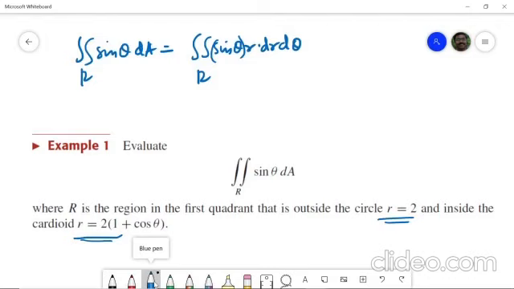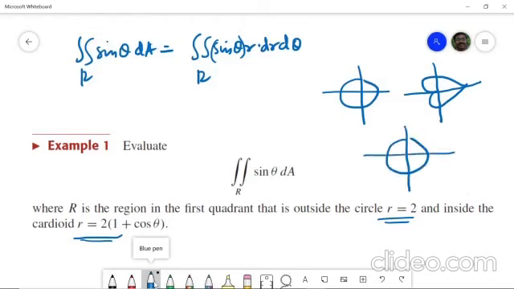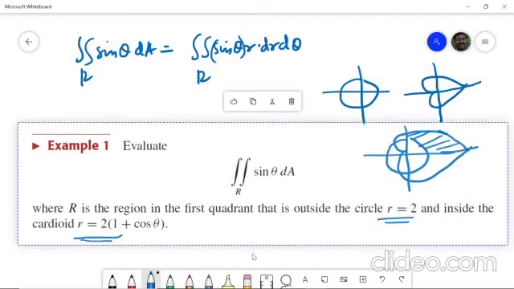So your circle r equals 2 is basically this circle, and your cardioid r equals a into (1 plus cos theta) has this shape. Just combining these two, the shape of your curve will be like this. You need the region in the first quadrant that is outside the circle and inside the cardioid. So your region will roughly be the shaded portion which I have drawn. I will show the figure later, but I hope you understand how to draw this figure now.